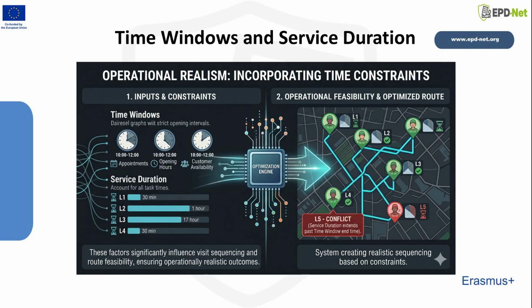Together, time windows and service duration significantly influence workforce routing decisions. They affect visit sequencing and determine whether a route is feasible within the available working hours. Incorporating these factors ensures that optimized routes are not only efficient but also operationally realistic.